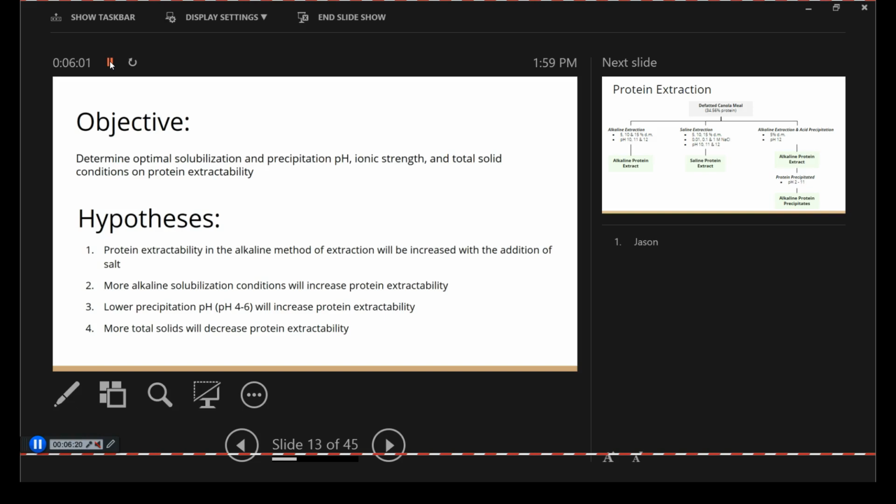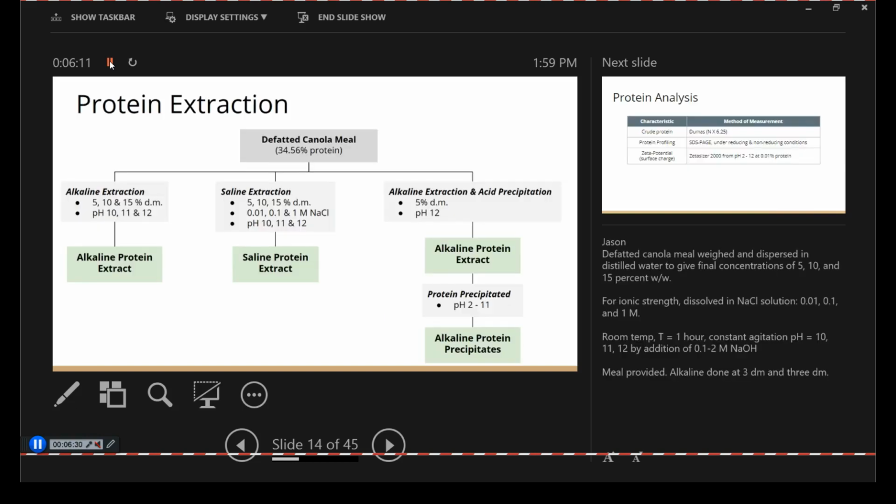Lower precipitation pH, so from 4 to 6, would increase the protein extractability, and then more total solids would decrease the protein extractability. So the defatted canola meal was provided, and it was measured to have 34.5% protein, and then 3 methods of extraction were performed.